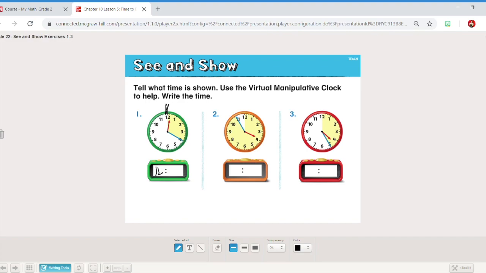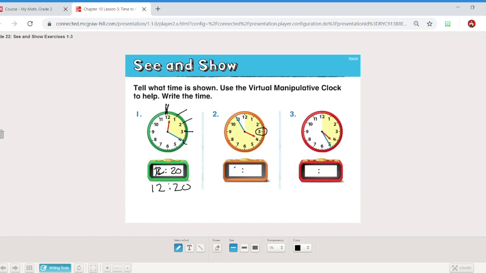Our hour is 12. And our minutes, let's count by 5s. 5, 10, 15, 20. It is 12:20. I'm going to write that again down here so it's neater. Then we have this clock. Looks like it's almost to the next hour. It's between 3 and 4. It's not 4 yet. It has 5 minutes left.